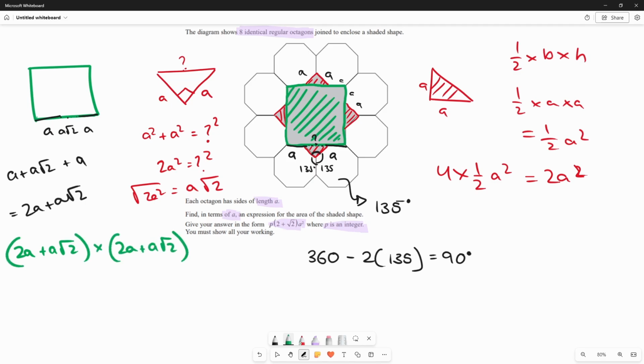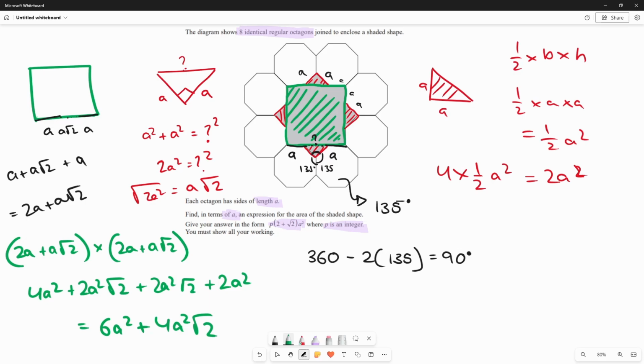And now this is just expanding a double bracket. So 2A times 2A is 4A squared. 2A times A root 2 is 2A squared root 2. The same thing, 2A squared root 2. A root 2 times A root 2 is just 2A squared. So let's collect the like terms, and we'll get 6A squared plus 4A squared root 2.